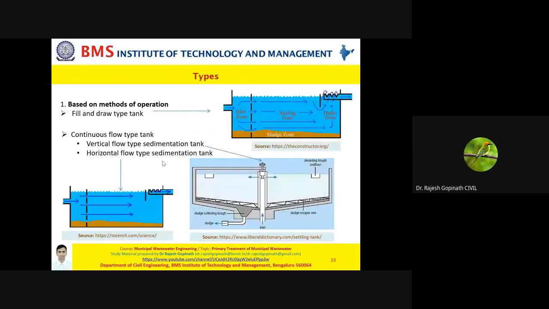Now we are looking at the classification based on the method of operation. Let us look at the first one, the fill and draw type tank. This is also called the plug flow reactor. In here what happens is, the wastewater enters from the inlet zone, then it moves into the entire tank, and it is stored here for some period.